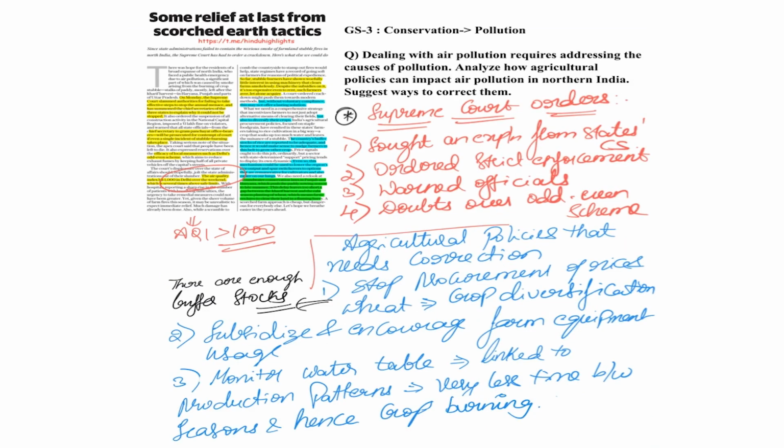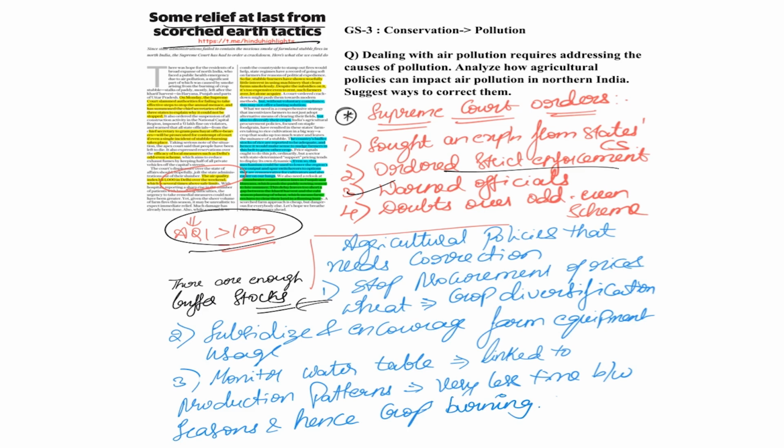The next article for the day is Some Relief at Last from Scorched Earth Tactics. This is an article from Live Mint regarding the air pollution situation in Delhi. As you have seen, the air quality index in Delhi has crossed 1000. In this context, the Supreme Court issued some orders to the states and demanded an explanation from various chief secretaries as to why they were not able to control the crop stubble burning situation in their states. Secondly, it ordered strict enforcement of the needed legislation in those areas and also warned officials of any inaction.